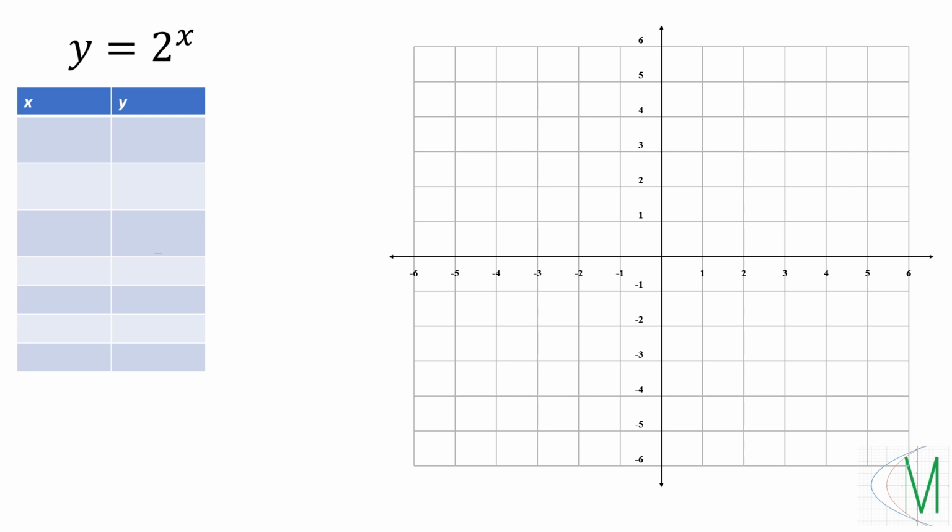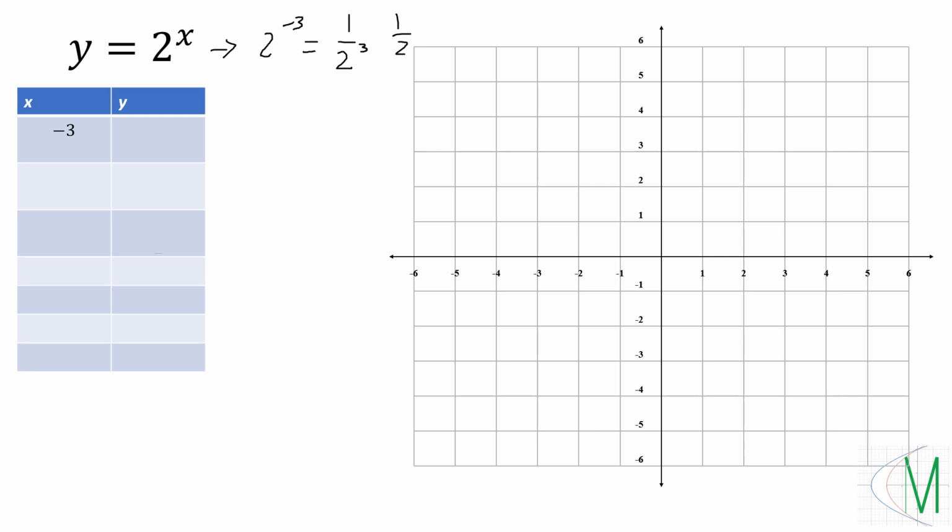So let's do the same exact thing, but now we're going to use 2 to the x. I'm going to use the same set of numbers. If I start off with -3 for x, I plug in -3, 2 raised to the -3rd power. Now remember, when you raise something to a negative exponent, that flips the number over. So 2 to the negative 3 is the same as 1 over 2 to the third.